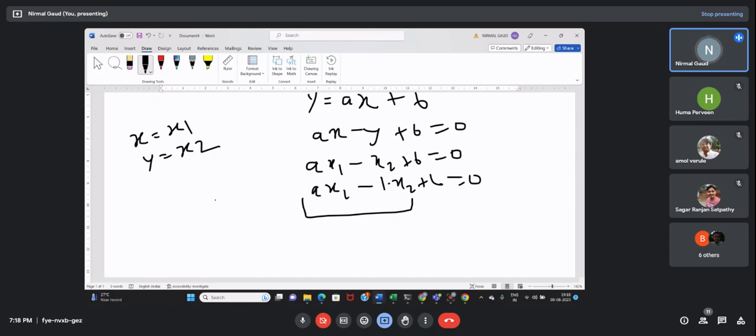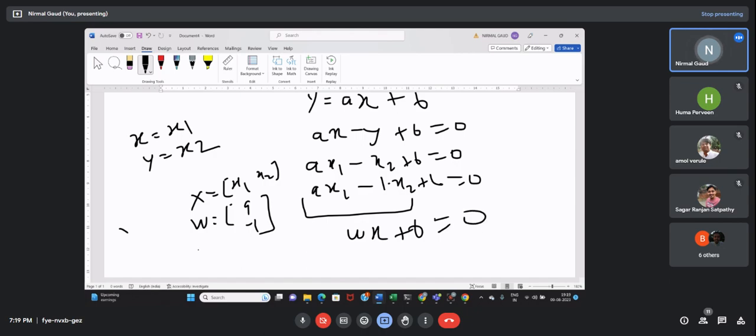So I can write (x1, x2) as capital X, and the a and minus 1 can be written like a weight vector, something like (a, minus 1). So this is their dot product: a into x1 minus x2 into minus 1, if I take the dot product of these two. This equation can be remodified and written like this: wx plus b equal to 0.